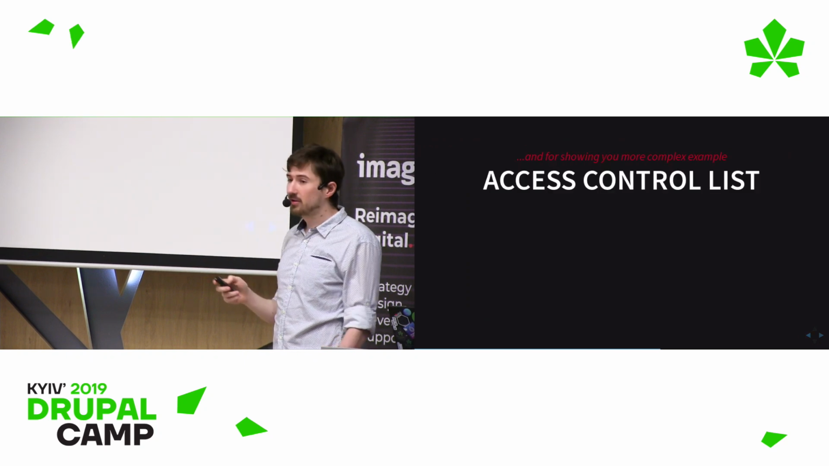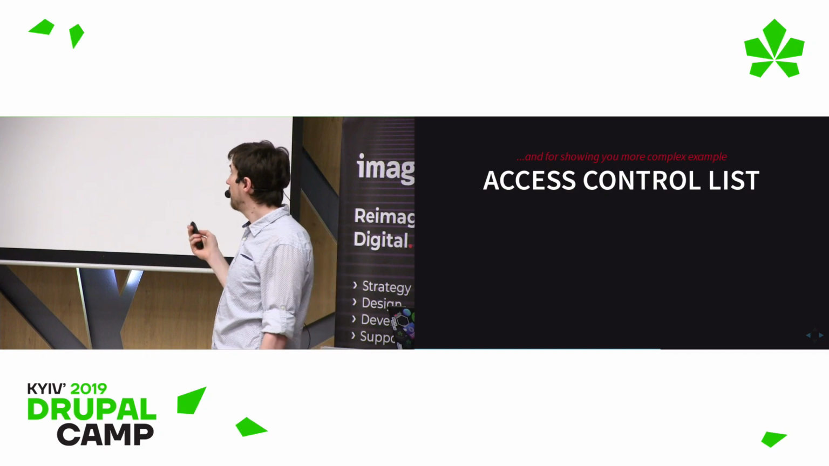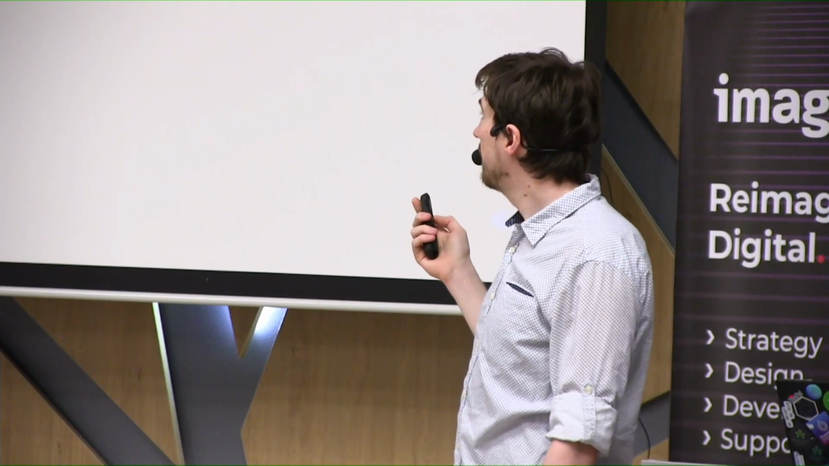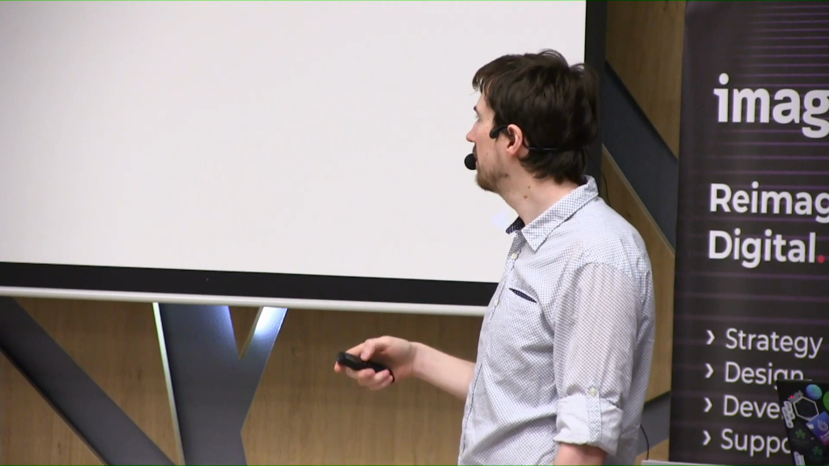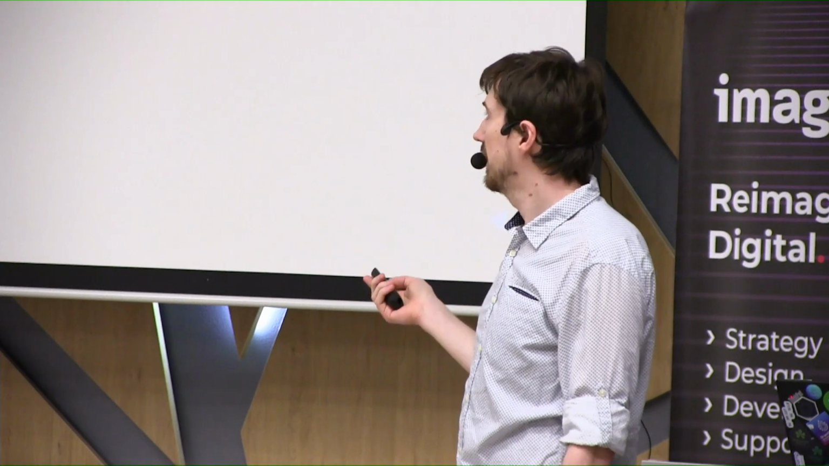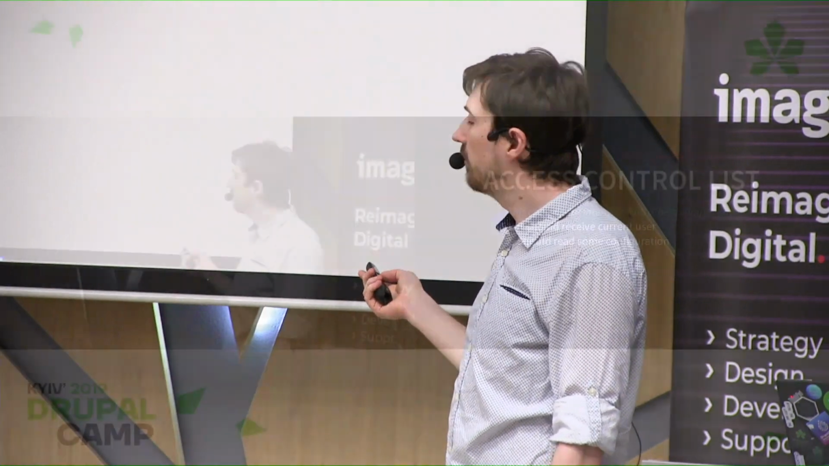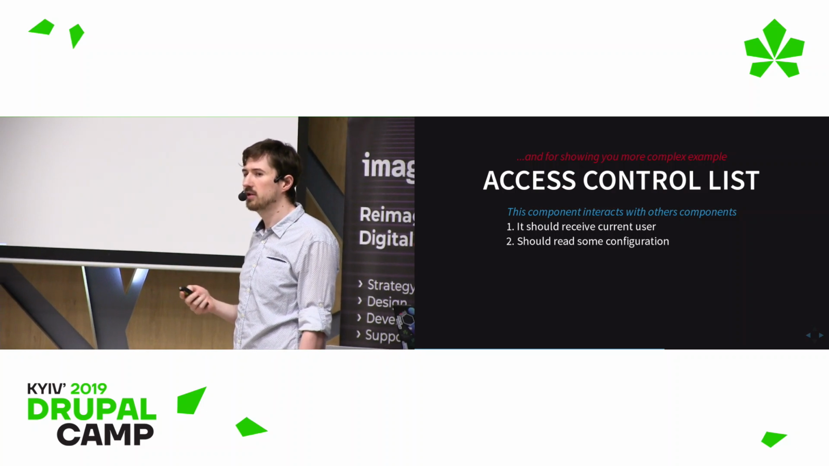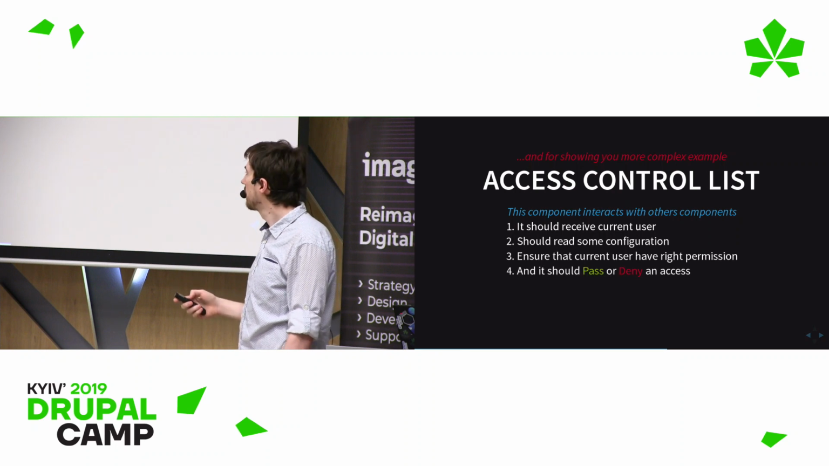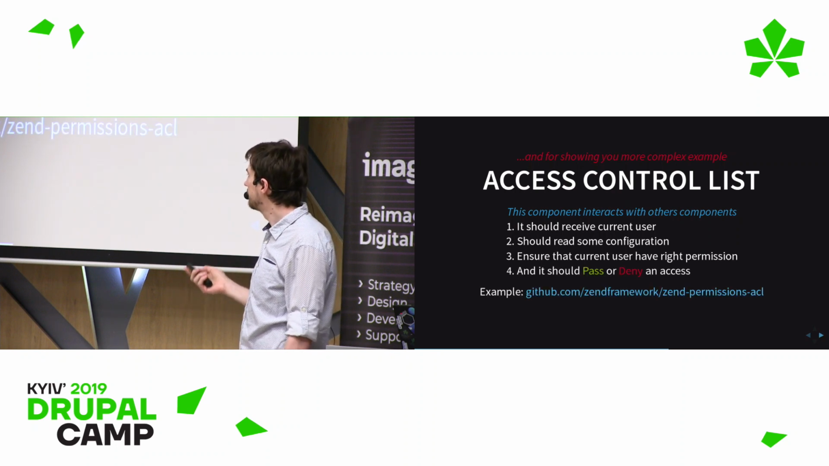And I want to explain a more complex example. It's a component responsible for the permission access control list. It's like permissions in Drupal. This component actually interacts with all other components, because you need to check permission when you open the site, before editing the content, and before doing some third-party API calls. It should get the current user, and read some configuration, like which user roles we have and what they can do. And we need to ensure that the current user has the right permissions and should pass or deny access.